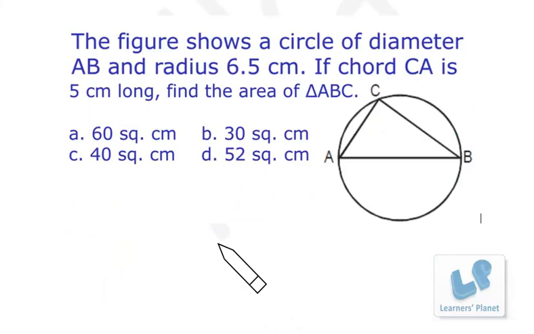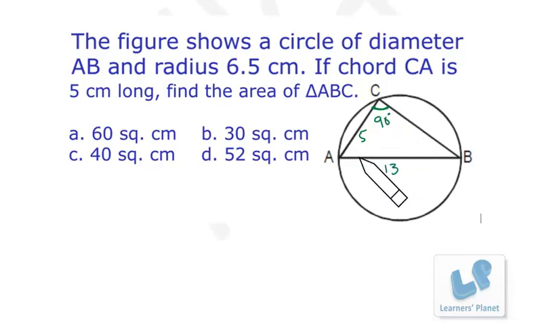The figure shows a circle of diameter AB, radius 6.5, that means AB should be 13, the diameter. If chord CA is 5 centimeters long, find the area of triangle ABC. So for triangle ABC, we have to find the area. Now since AB is the diameter, angle C will be 90 degrees, that is, angle in a semicircle.